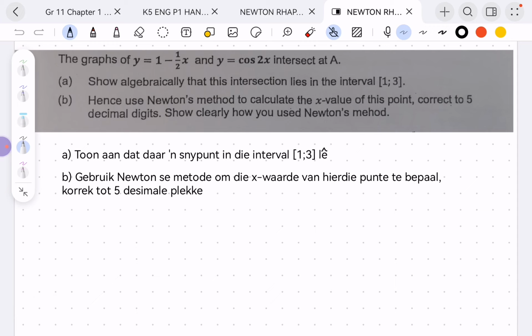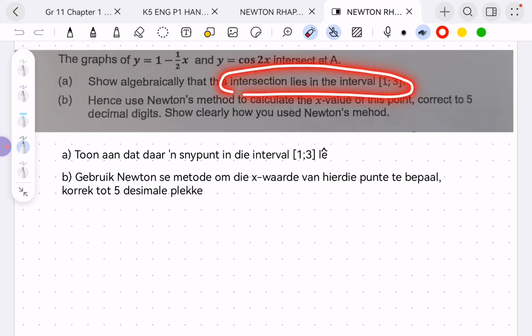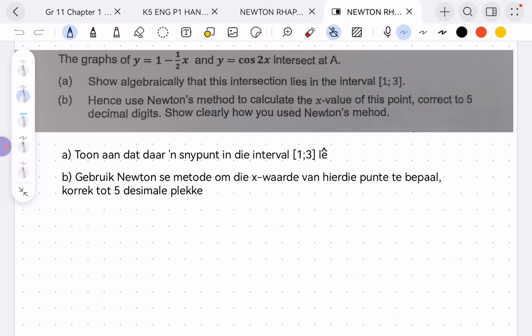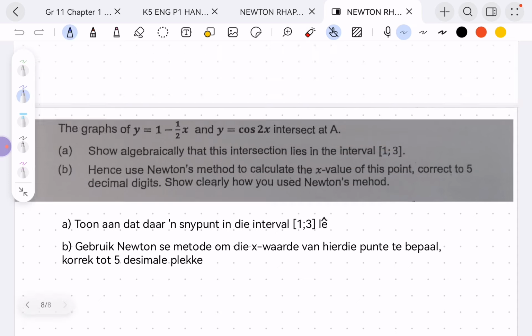If we look at the last one, they say the graph of this one and that one intersect at A. They want you to show algebraically that the intersection lies in this interval. But first, let's get there. If I were to tell you, let's go back to the previous example.